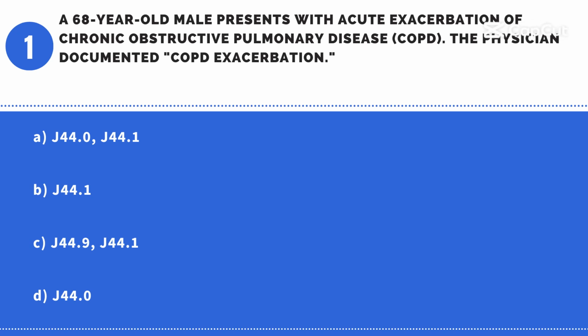Question 1. A 68-year-old male presents with acute exacerbation of chronic obstructive pulmonary disease, COPD. The physician documented COPD exacerbation. A. J44.0, J44.1. B. J44.1. C. J44.9, J44.1. D. J44.0.